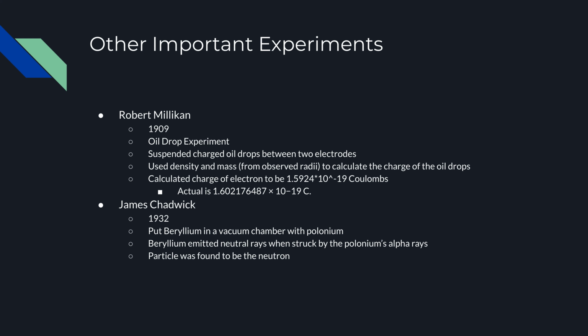James Chadwick in 1932 found out that there were neutrons in the atom. So essentially what he did, he put beryllium in a vacuum chamber with polonium, and beryllium emitted neutral rays when struck with the polonium's alpha rays. And this is very similar to Rutherford's gold foil experiment, except for the fact that the beryllium is emitting instead of the alpha rays being deflected.